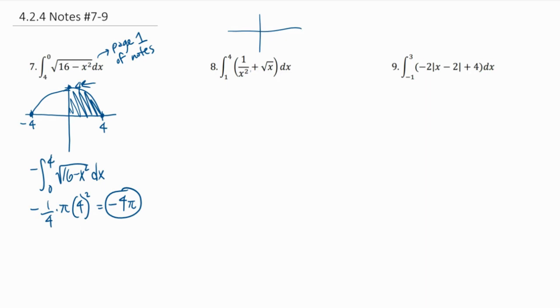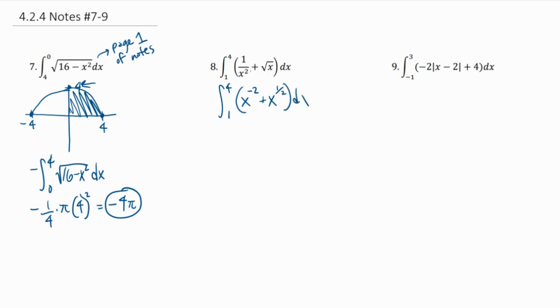1 over x squared looks like this. It's kind of this rational function. I do not have a formula to know the area under that shape. So that tells me I'm probably going to have to use the power rule. So I'm going to first rewrite this so that I have x to a power, so x to the negative 2 plus x to the 1/2.